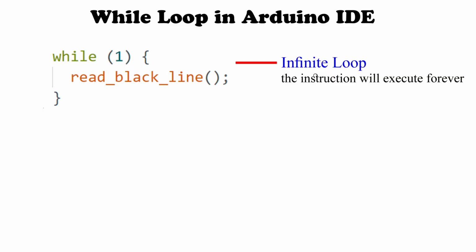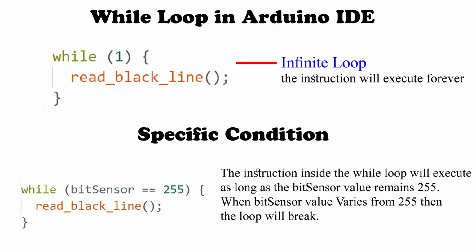Before moving into the coding part, it is important to understand the concept of the while loop in the Arduino IDE. A while loop is used to repeatedly execute a set of instructions as long as a specified condition remains true. For example, if we write while 1 or while true, the loop will run indefinitely because the condition is always true. On the other hand, if we write a condition inside the parentheses, the loop will continue executing the task repeatedly until that condition becomes false. Once the condition is no longer satisfied, the loop immediately stops running, and the program continues with the next instructions. Now let's move on to the coding part.